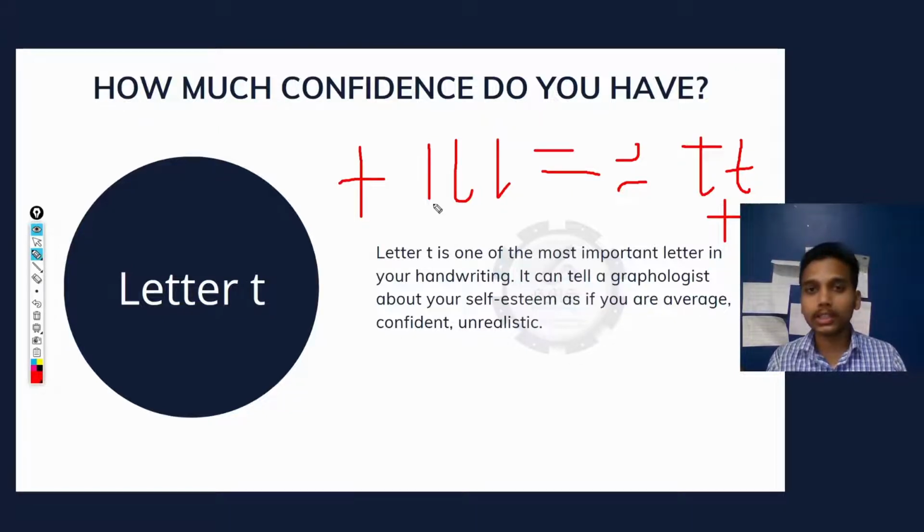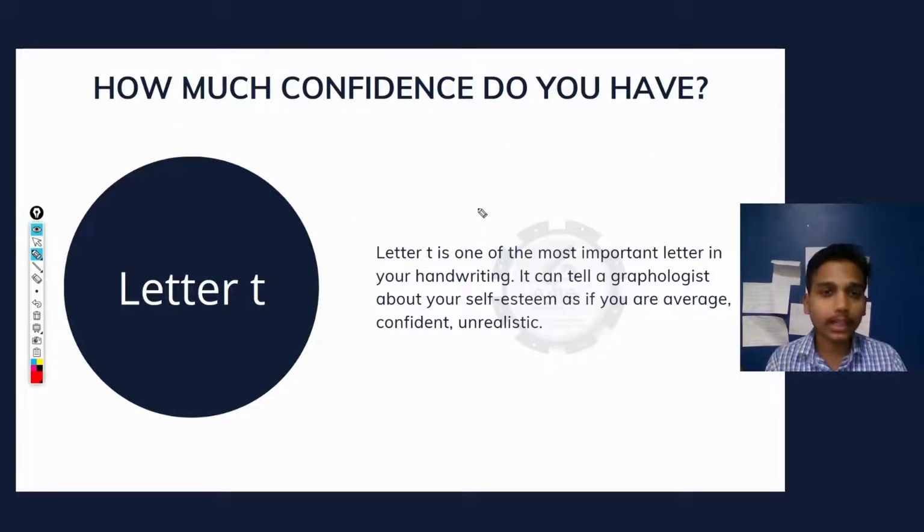The bar says something about the writer: what type of bar they have, the distance, lower or higher. The stem also says something; hook or no hook says something about the writer. Everything says something about the writer, and that's what makes T unique, because you can get to know a lot of things from letter T. So that's all for now. This is a short intro about letter T.